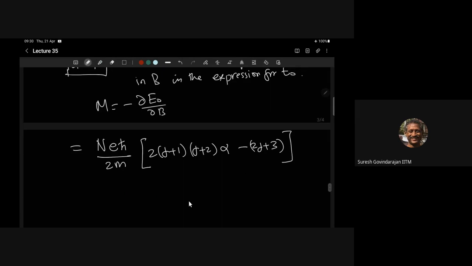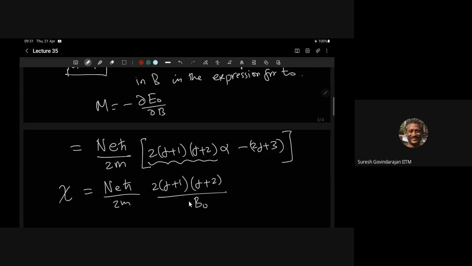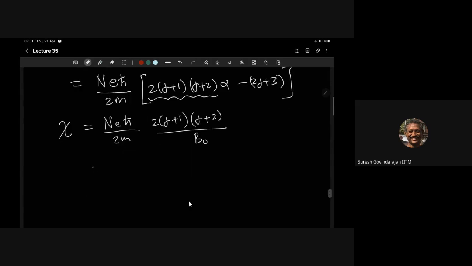So you can see it has different values depending on J, and if you plot M versus B, it will be a straight line, and this will be the slope, because alpha is B by B naught. From this we can also get chi, by taking the second derivative, and that will just give you N E H bar upon 2M into 2J plus 1 into J plus 2 divided by B naught. This term drops out, which we can simplify to be a little bit better.